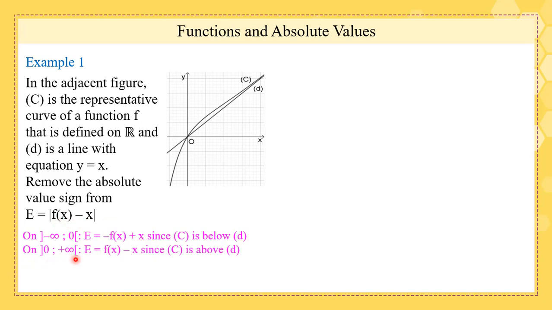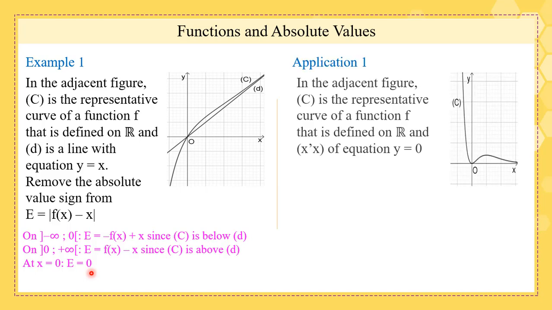On interval 0 plus infinity, E equal f of x minus x since C is above D. On 0 plus infinity, C is above D, then f of x is greater than x, then absolute value of f of x minus x stays the same since it is positive. At x equals 0, E equal to 0.